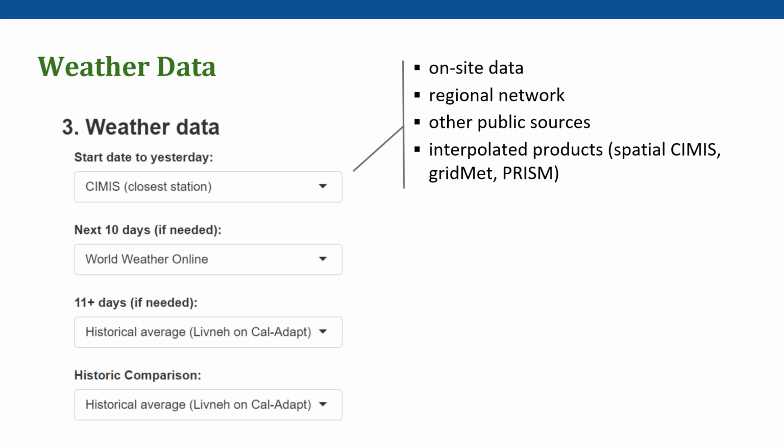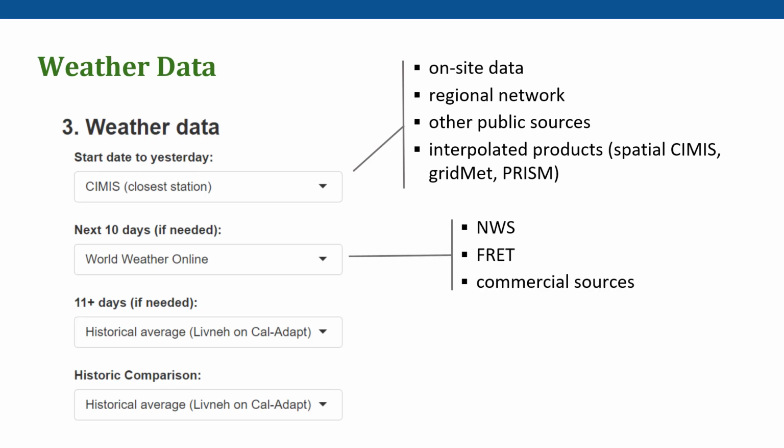CIMIS is popular in California because it is designed for agricultural purposes. That being said, though, they're not everywhere, and there are issues with the biases that some of those data sets present. There are also interpolated products. CIMIS has an interpolated product called Spatial CIMIS. GridMet and Prism are 2 other ones, and there are others out there, right? But there's choices there that we can look at for getting the best possible recent weather data.